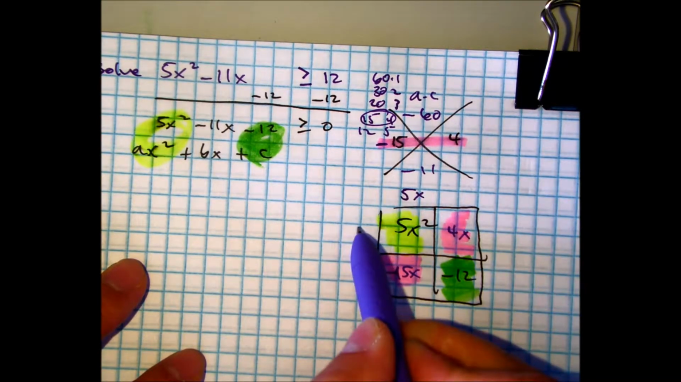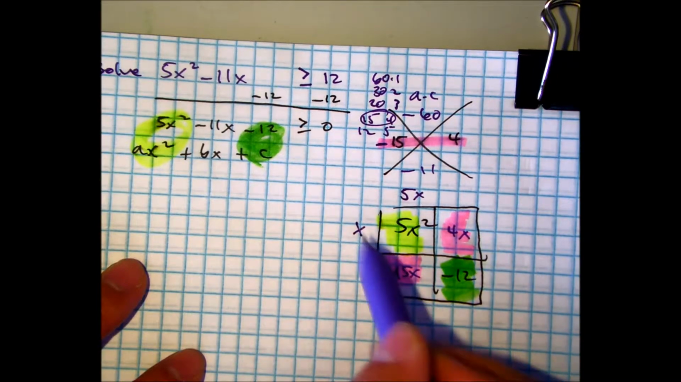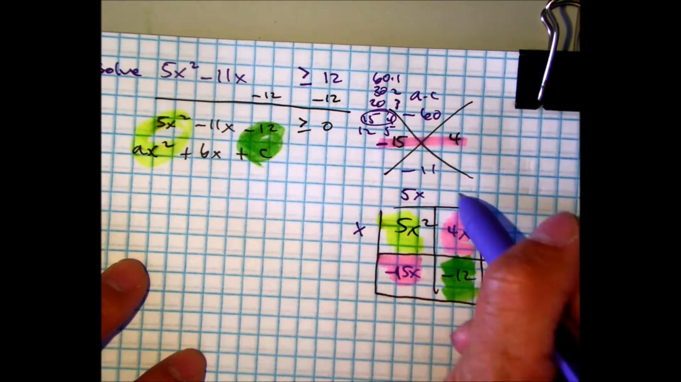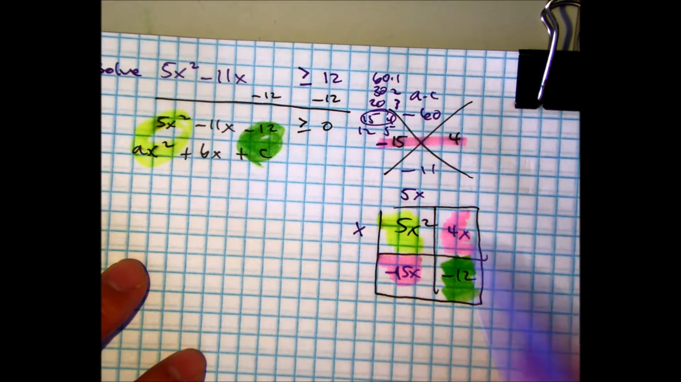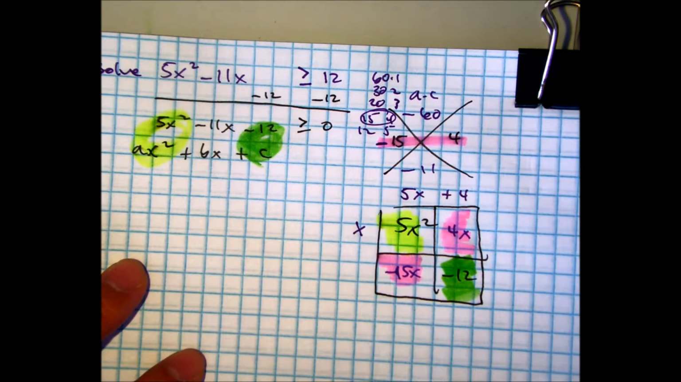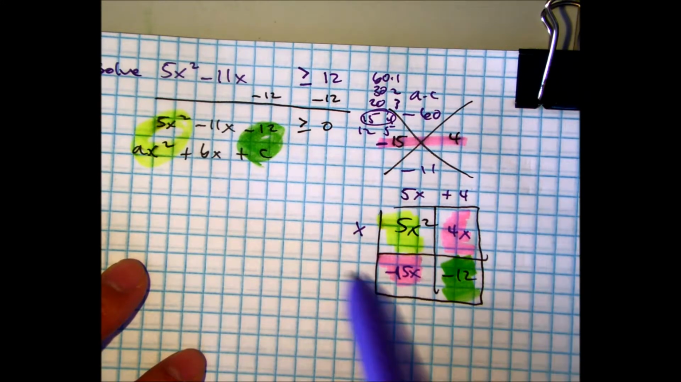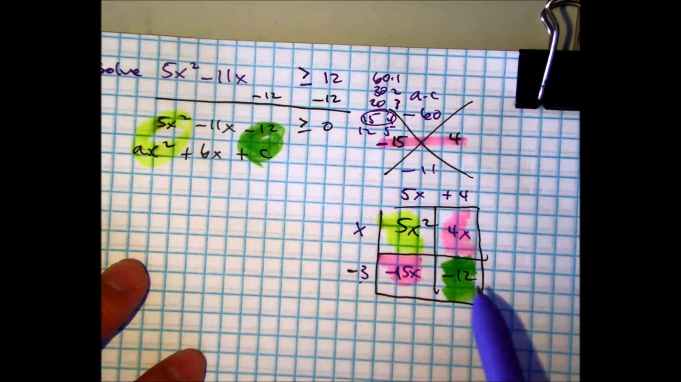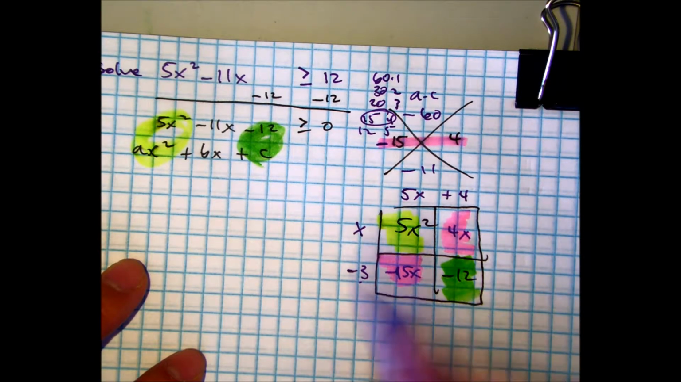What goes over here then? That's just the x. Because x times 5x is 5x squared. X times something equals 4x. That'll be 4. 5x times something equals negative 15x. And class, is negative 3 times 4 equal negative 12? Yeah, so you should double check.